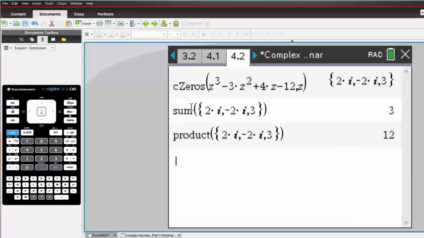So using cZeros for sum and product is a more convenient form because I can find sum and product by using the listed zeros here.